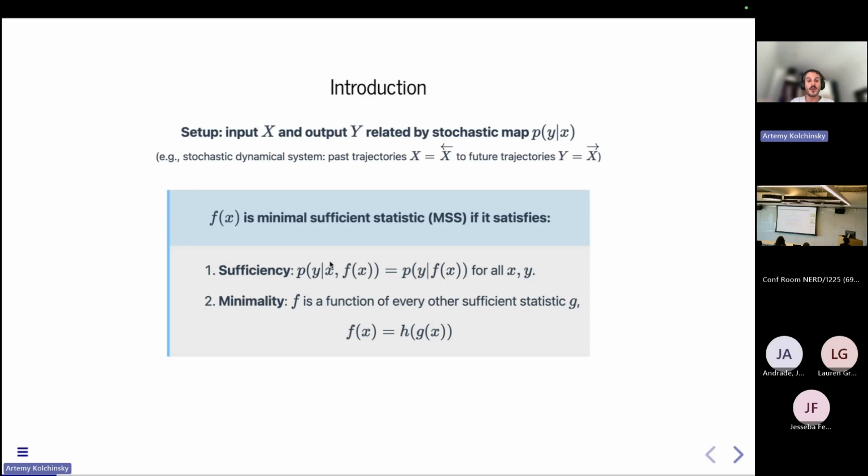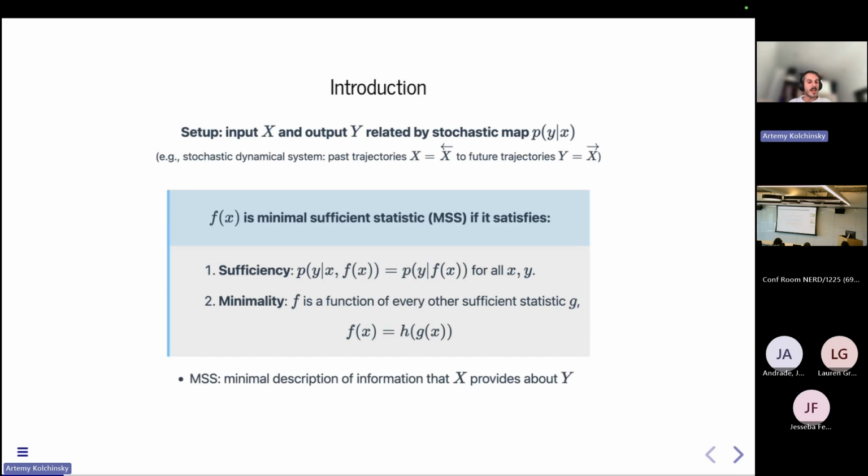The second condition: there are actually many sufficient statistics. For example, when f is the identity map, that's of course sufficient because that's always going to capture all the information in X about anything. But we also look for the minimal sufficient statistic, and minimal means that f can be written as a function of any other sufficient statistic. So we can take any other one, compress it with this deterministic function and get f. And this actually defines minimal sufficient statistics uniquely up to permutations or invertible transformations.